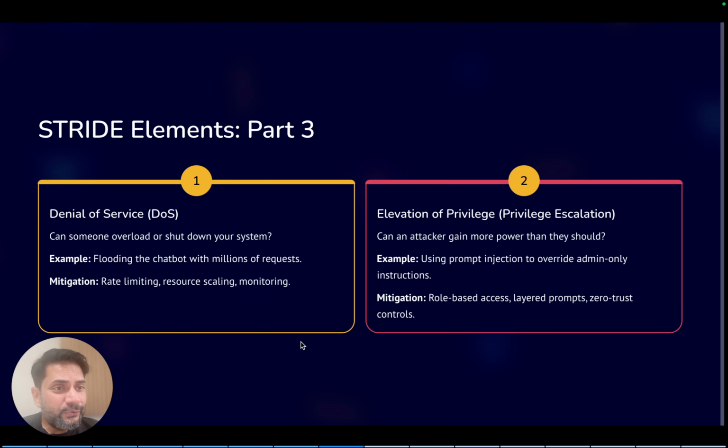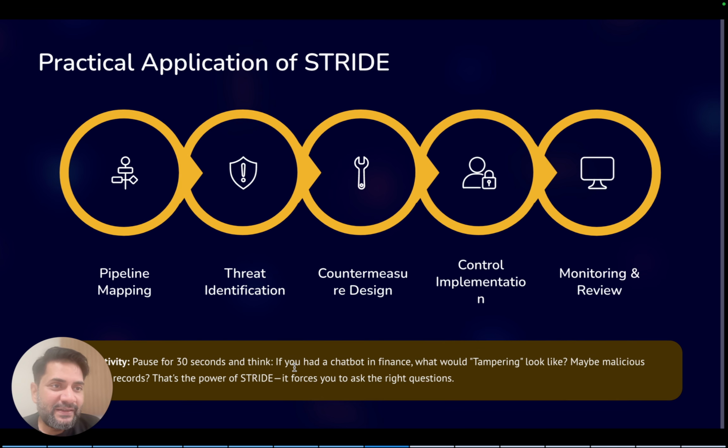Now, how to use STRIDE practically in AI? Draw your AI pipeline: data ingestion, training, deployment, and user interaction. Now, for each step, run through STRIDE. Write down threats and immediate countermeasures. And here is a mini activity for you. Pause for 30 seconds and think. If you had a chatbot in finance, what would tampering look like? Maybe malicious financial records. And that is the power of STRIDE. It forces you to ask the right questions.